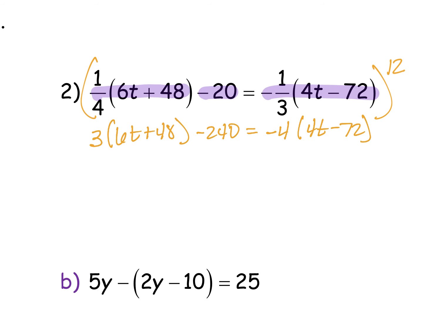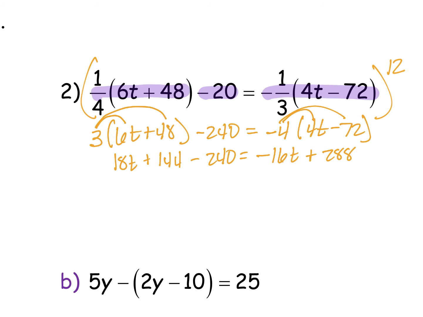This is a little easier problem, right? Because now there's no fractions. And now I'm just going to do what I just did on the last problem. Distribute, combine like terms, solve for, what's my variable? T. Okay? So 3 times 6 is 18t. And 3 times 48 is 144? Minus 240 equals negative 16t, negative 4 times, and negative 4 times negative 72, is it? 288, thank you.